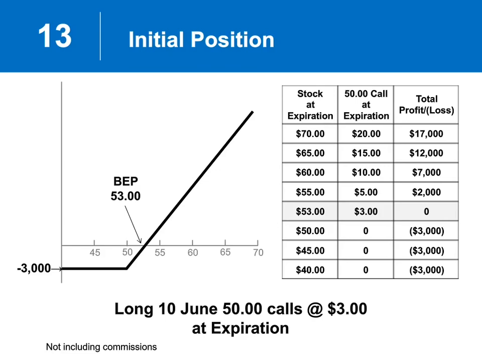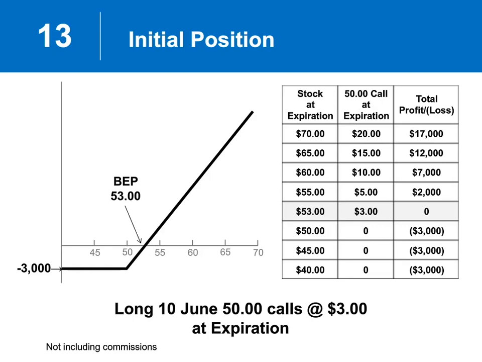If that stock were to go to 55 at expiration, in our initial position are those June 50 calls, which is the right to buy stock at 50. The stock's 55. That right is going to be worth $5 at expiration. Paid 3, that means we make 2, or $2,000. And you can see in the chart how the numbers just increase significantly as the stock goes up.